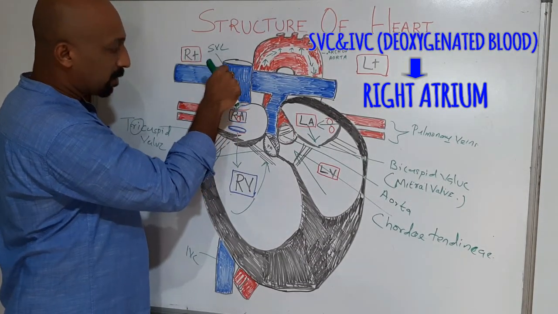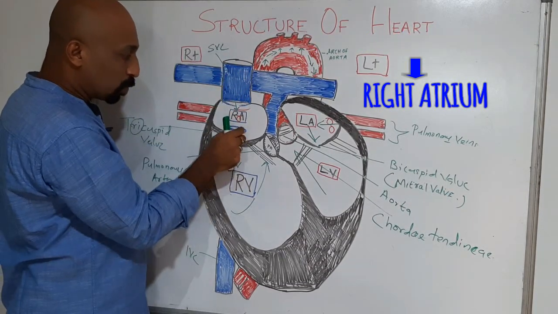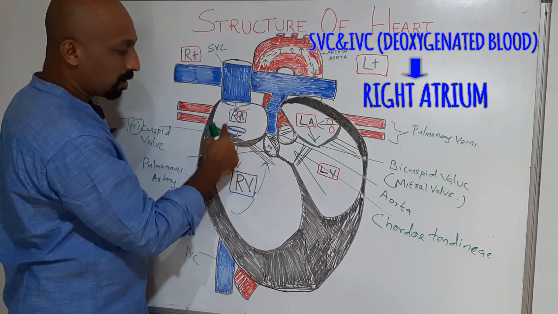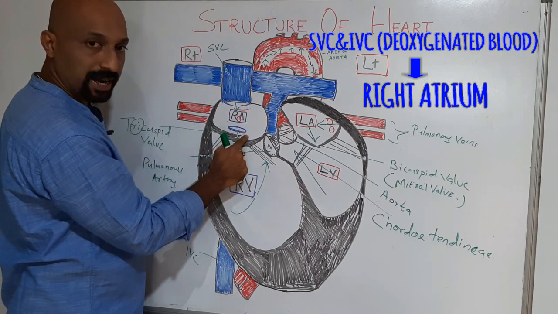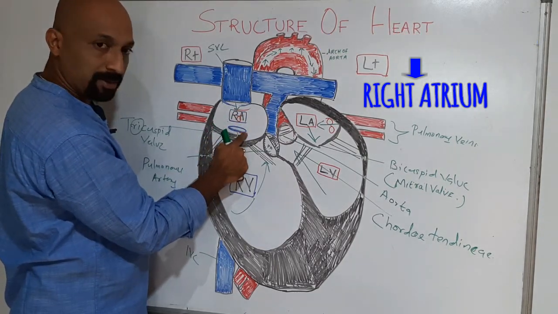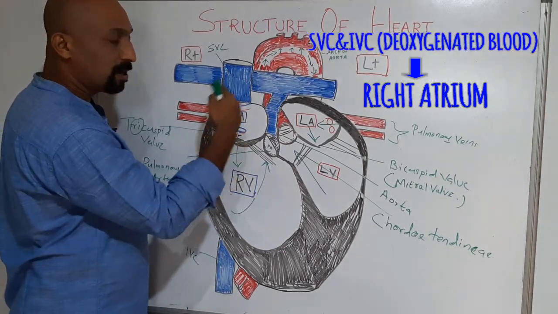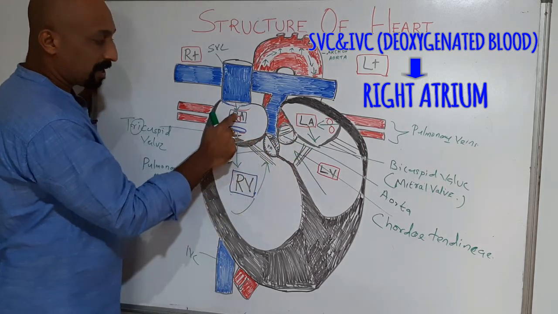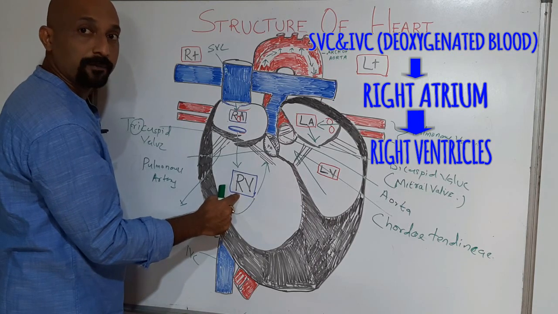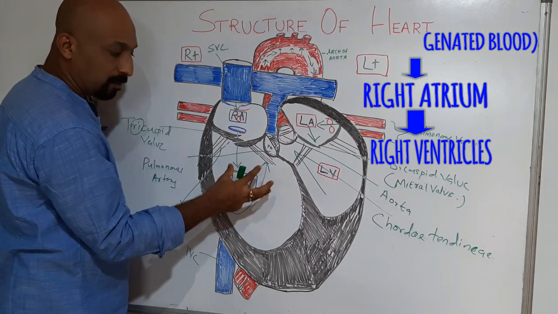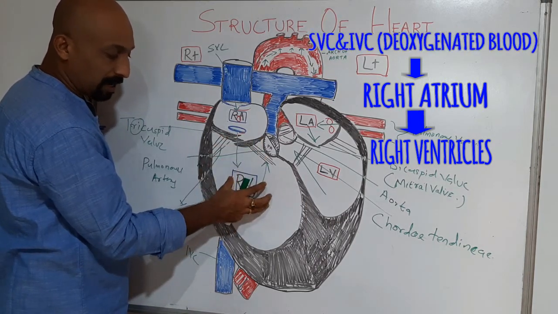From the right atrium, the blood goes down through a valve. On the right side, this valve is called the tricuspid valve. First the blood comes through the tricuspid valve and reaches the right ventricle. From the right ventricle, all the blood will come over here.